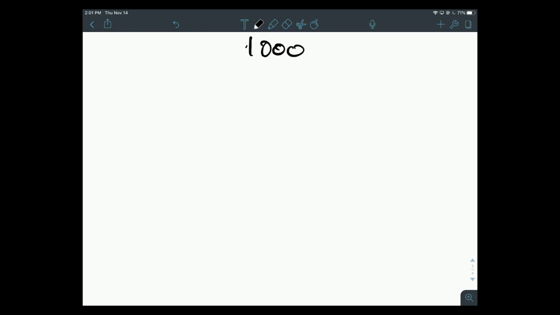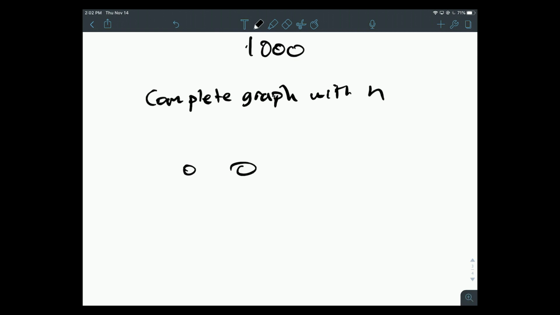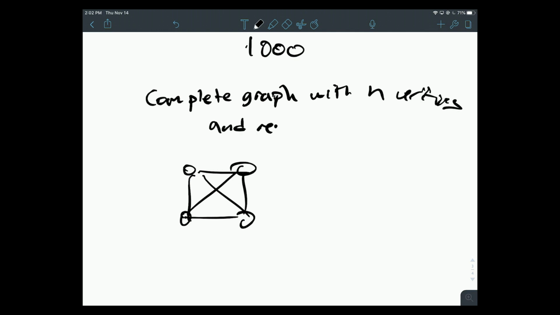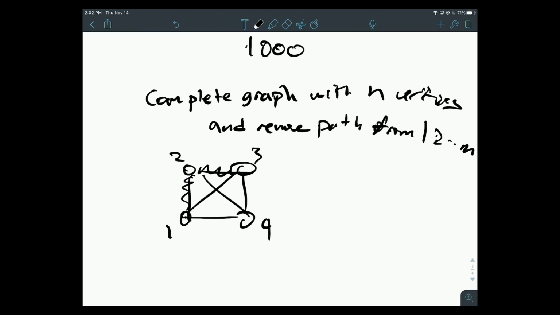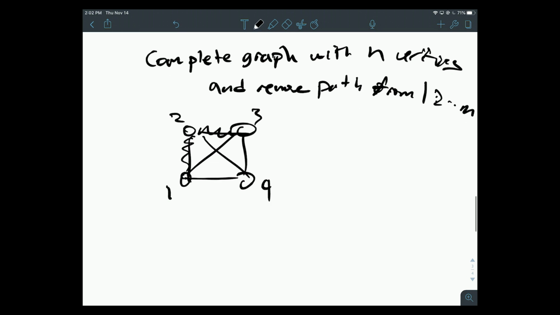Okay, so for the 1000 problem, the statement is you're given a complete graph with n vertices, and then you remove a path of length n. Maybe n equal to 4. So basically you have some complete graph with vertices, and remove a path from 1 to n. We are given two numbers, n, the number of vertices, and m, the length of a path that is being removed from the graph. Let's label these, and then remove the path. So you're given this graph, and you want to count the number of spanning trees in this graph.